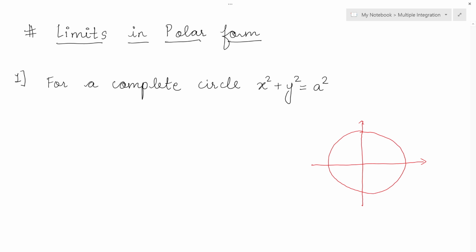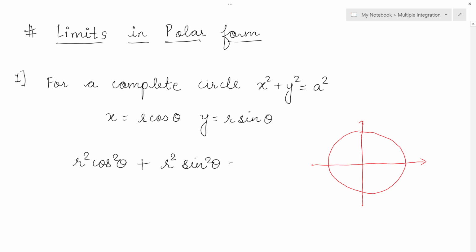I need to find the value in the polar form. How do you find? Substitute again same. X is equal to r cos theta. Y is equal to r sin theta. Let us substitute, you will get the equation of a circle. So this will be r square cos square theta plus r square sin square theta is equal to a square. Right? So you can take r square common and you know that sin square theta plus cos square theta is equal to 1. So r is equal to a is the equation of the circle.